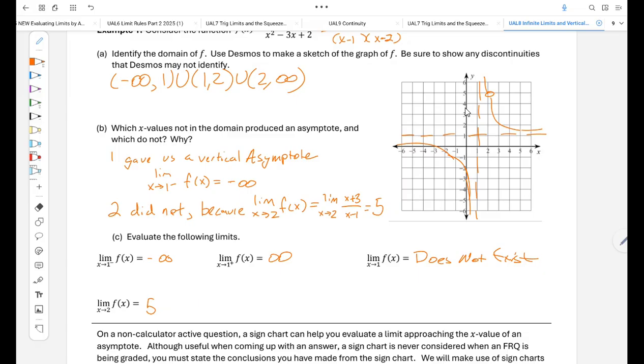Does that make sense? If I'm working somewhere where there isn't a discontinuity, doing the limit and doing the function are all the same thing. I'm just figuring out what the function value is.